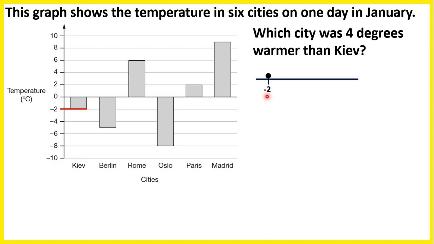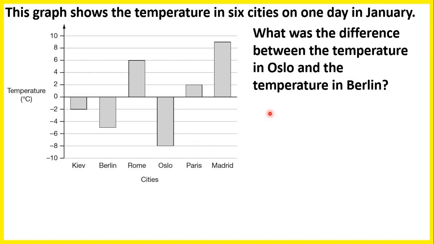So from -2, if we add 2, we get to 0, but we want to add 4 degrees, so we need to add another 2 because 2 and 2 make 4. So that means we need the city which has a temperature of 2 degrees. So if we find 2 degrees, draw a line across, we can see that the city is Paris.